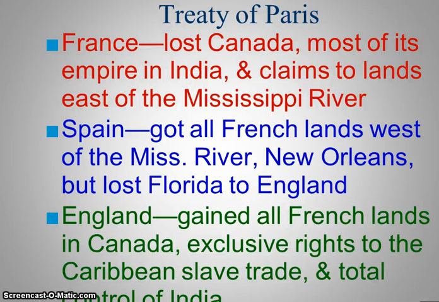France, as a result of the Treaty of Paris, lost Canada, most of its empire in India, and claims to lands east of the Mississippi River. Spain got all of the French lands west of the Mississippi River, New Orleans, but lost Florida to England. England gained all the French lands in Canada and exclusive rights to the Caribbean slave trade and total control over India.